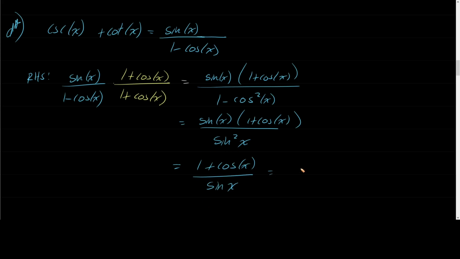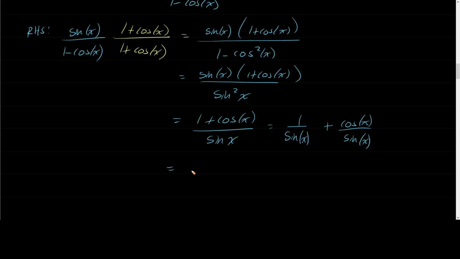And this I can rewrite as 1 over sine x plus cosine x over sine x, which, if you'll note, is 1 over sine is cosecant, cosine over sine is cotangent. So I end up with what we wanted, cosecant plus cotangent. And that would be our left-hand side. And now we're done. All right.